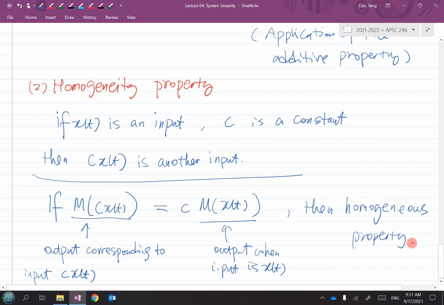We call it homogeneous property is satisfied. Now some students pronounce this homogeneous. Actually, if you look at Webster dictionary, homogeneous, homogeneous, they're actually two different words. But they have a very, very similar meaning though. Okay? There you go. That's homogeneity.